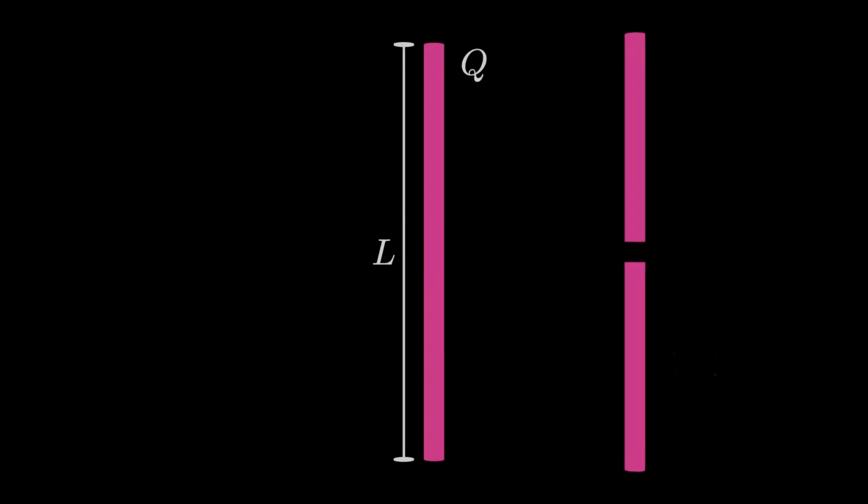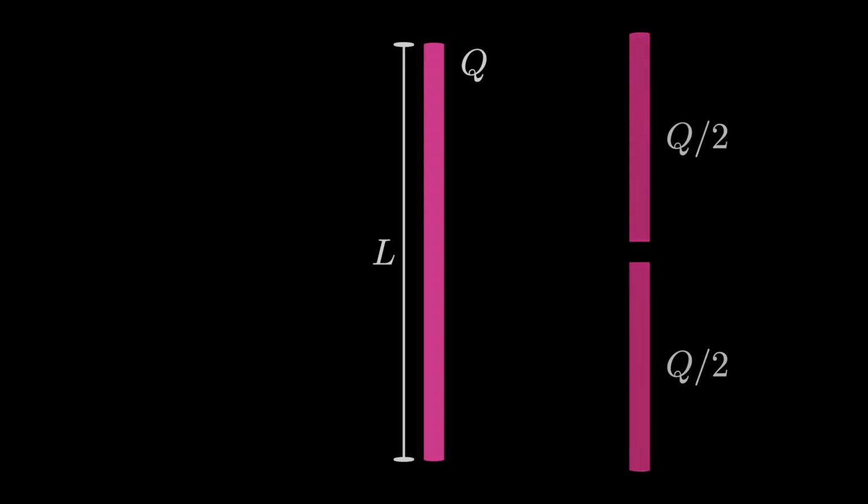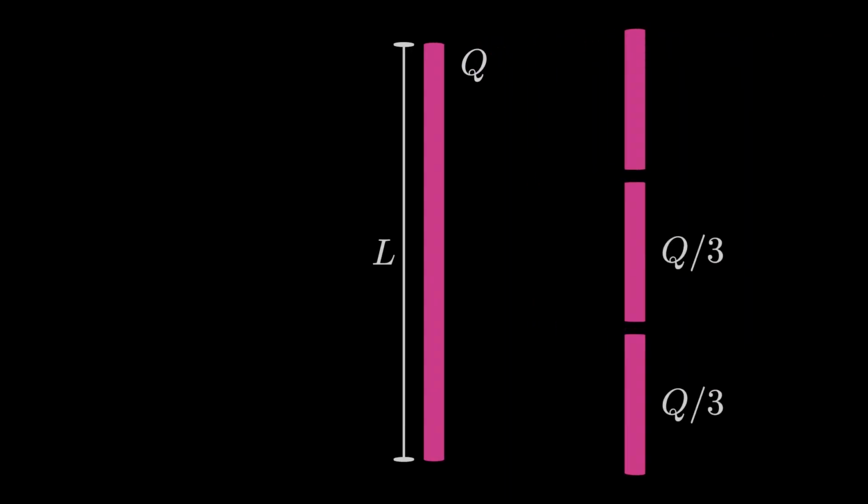I think we should start with something simpler though, namely a thin line of charge. This is a charged object with a uniformly distributed charge Q and a length L. Uniformly distributed means if we divide this line into any number of segments, all of equal length, each segment has exactly the same amount of charge.